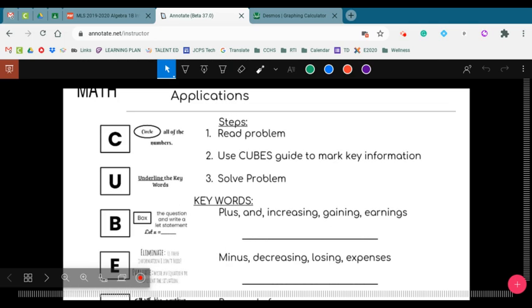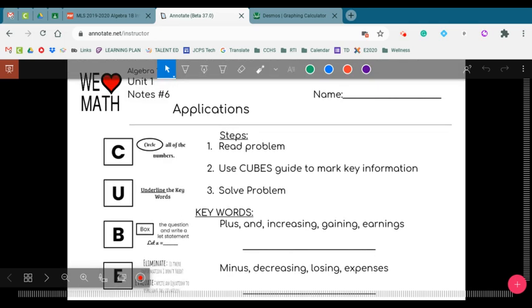Okay, so today we are going to do Unit 1, Notes number 6. This is going over applications again. Last week we covered applications with variables on one side. Today we'll have variables on both sides.